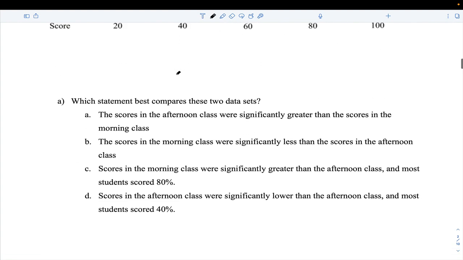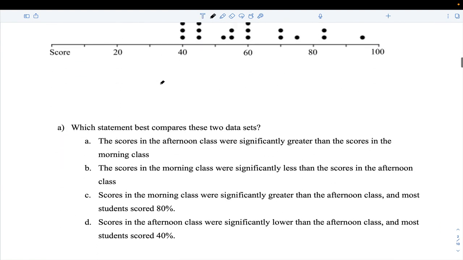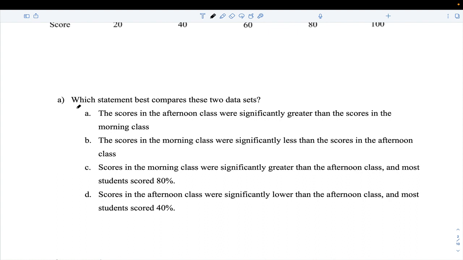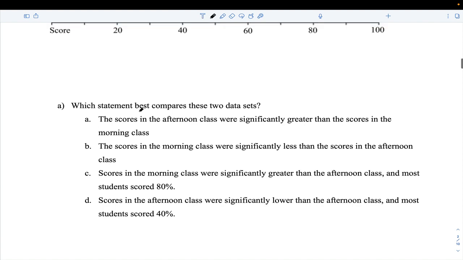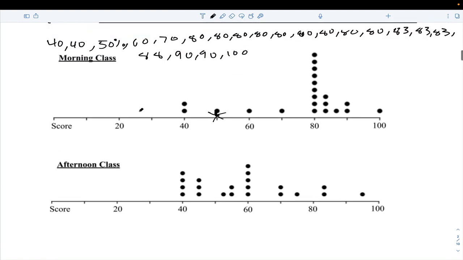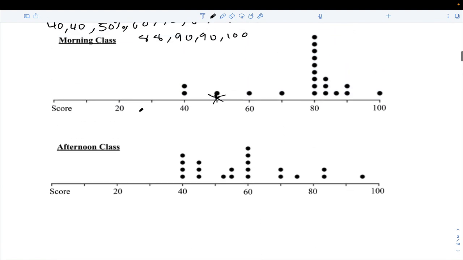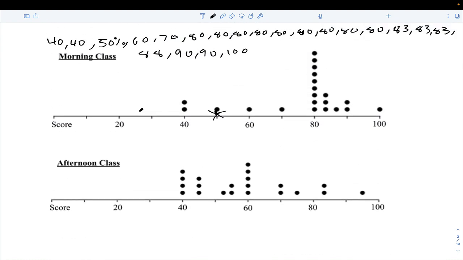However, for today, I just want you to look at these two different graphs and compare. Between the morning and the afternoon, which one is true? Read A for me, Lauren. If you do not think this is true, I want you to cross it out as she's reading it. Go. Which statement best compares these two data sets? The scores in the afternoon class were significantly greater than the scores in the morning. Okay, if you think about that, afternoon's more than the morning. We're comparing it. Womp womp. Jameson, why do you disagree? Because the afternoon, the majority is towards the 40 to 60 area. And this is not true, so I'm going to cross out A.